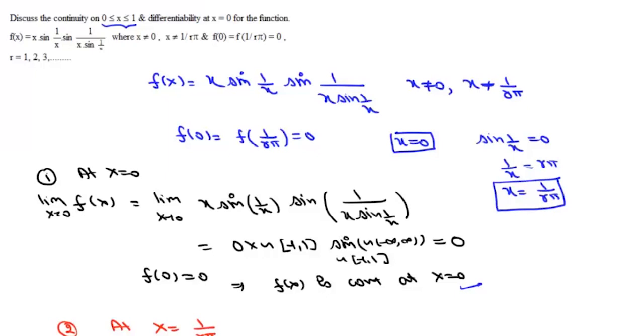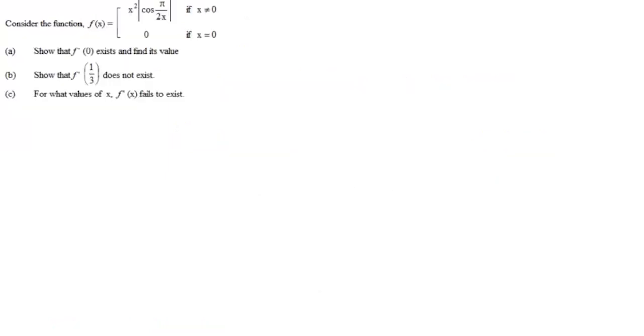And that is the answer to this question. Now here the question is, we are given this function f(x) equals x square mod cos(pi upon 2x) if x is unequal to 0, and it is 0 at x equals 0. That means f(0) is 0. Now first, show that f'(0) exists and find its value.